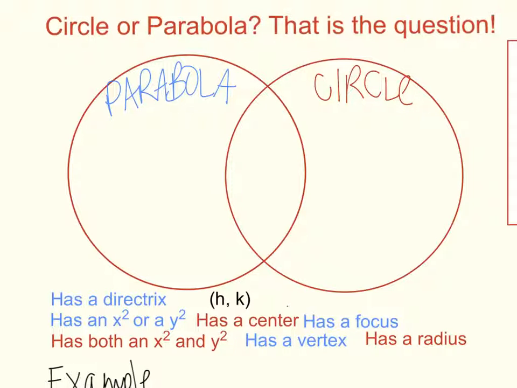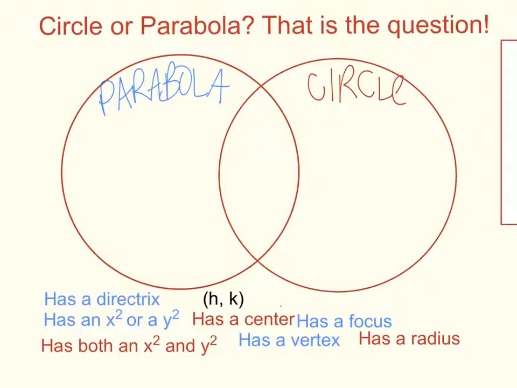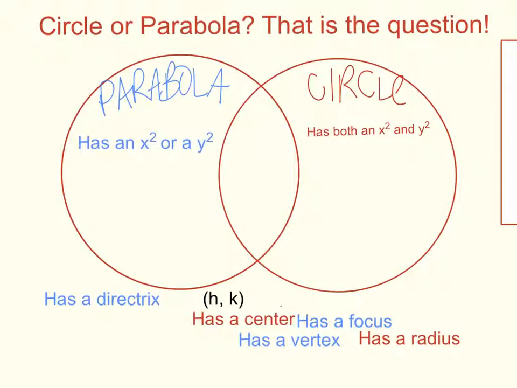A lot of this is kind of obvious, so I'm just going to be putting stuff that the parabola and circle equations have in common in this center area, and then things that are specific just to parabolas and circles will be in their own circle. So the first thing I know for sure is that a circle has both an x squared and a y squared. And that means that a parabola just has one or the other. Either the x is squared or the y is squared.